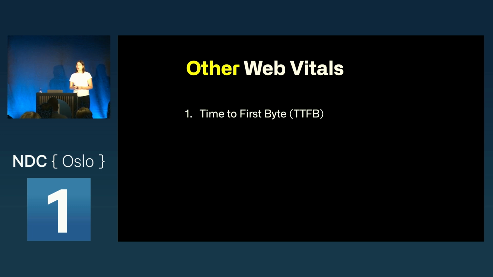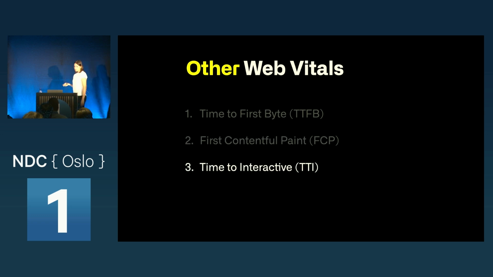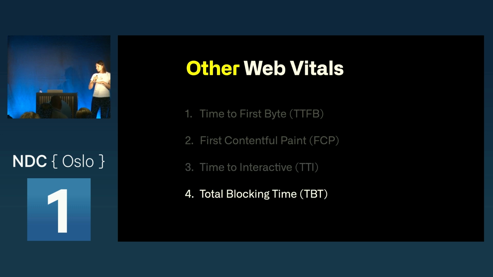First is Time to First Byte, which is personally my favorite metric, so I'm going to speak about it in detail. About the other ones I will not, but I'll mention them. First Contentful Paint, FCP, is similar to LCP, Largest Contentful Paint, in the name, but it's about how long it takes to see anything on a page. Time to Interactive, TTI, is how long it takes the browser to respond to users' interactions. And Total Blocking Time, which is in between First Contentful Paint and Time to Interactive, is how long the browser was blocked.